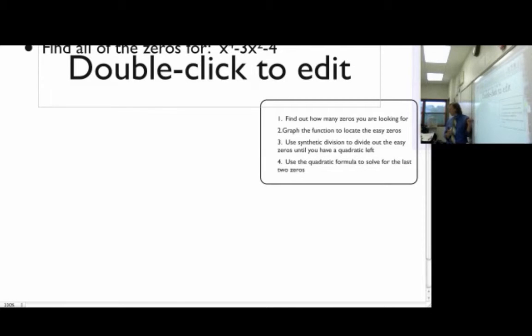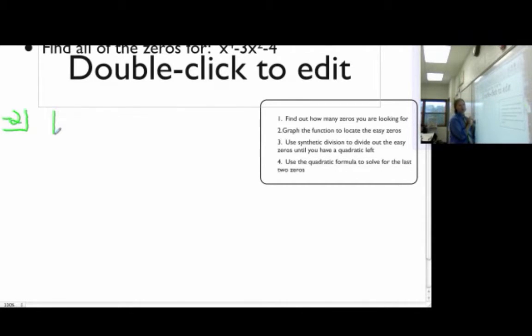-2 and 2? Is that correct? Yeah. Let's start with -2. The next step said, use synthetic division to divide out the easy ones until you have a quadratic. So what numbers do I put across the top?